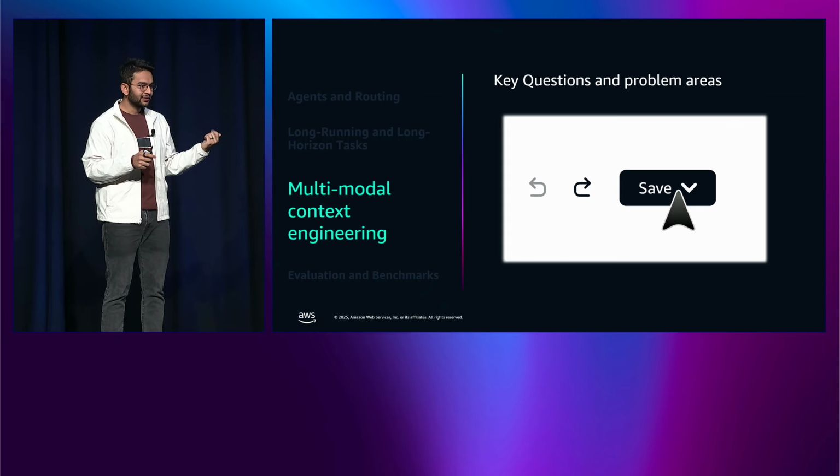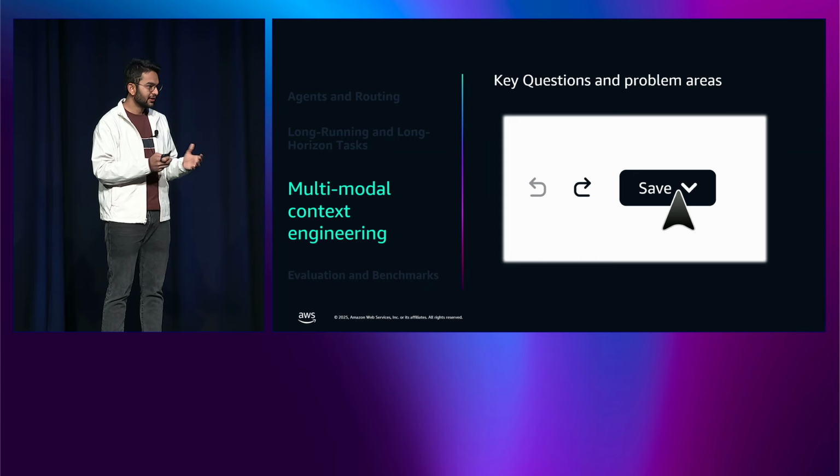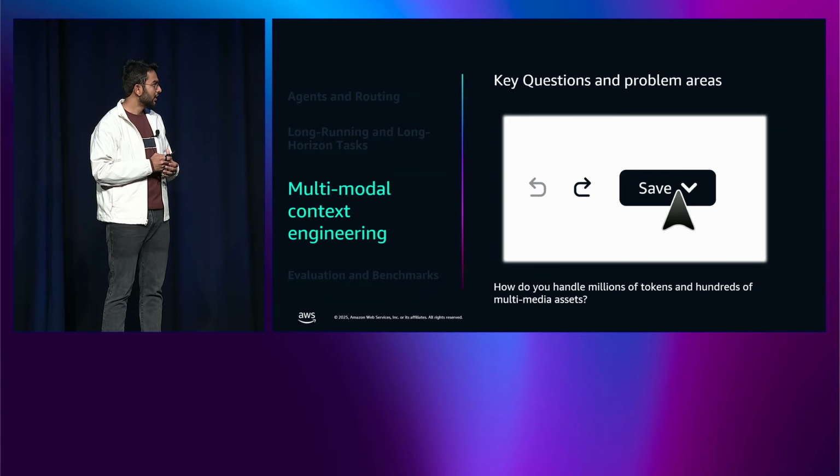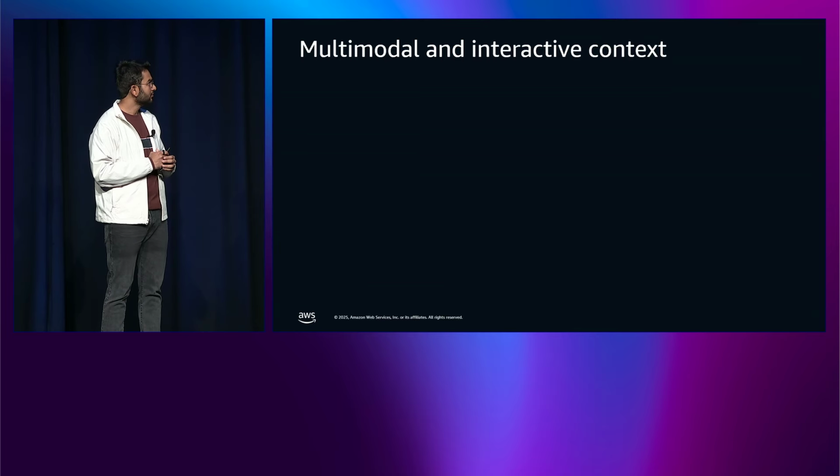And because it's chat, the user can come and say, do what I just did, but better. And so now you need to remember all the UI actions that the user did as well. And you can imagine that simply cannot fit in a single LLM's context window. It's millions of tokens. So how do you ensure that your agent can handle millions of tokens and hundreds of images and videos? And this is the design for that.